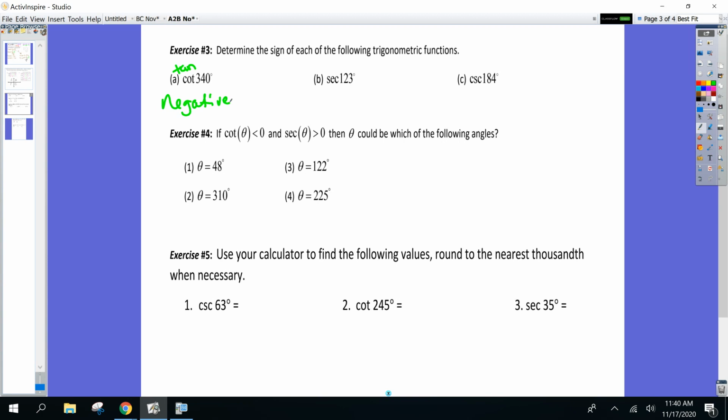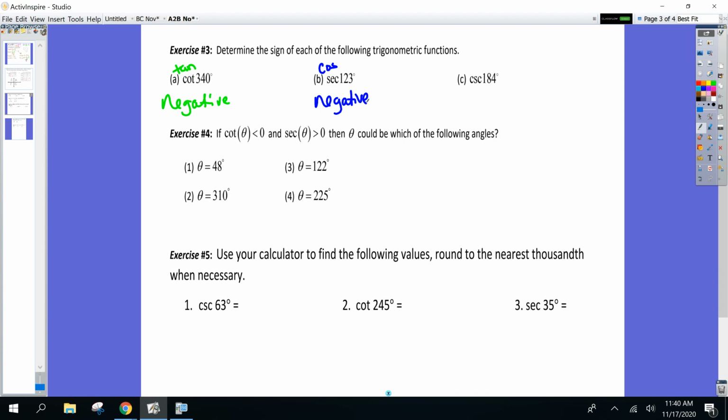Okay, negative. If you're not sure, stop me and ask. Secant, 123, positive or negative? Well, where's 123? Quadrant 2. Secant is related to which one? Cosine, all right. What do I know about cosine or secant in the second quadrant? Negative. Done.